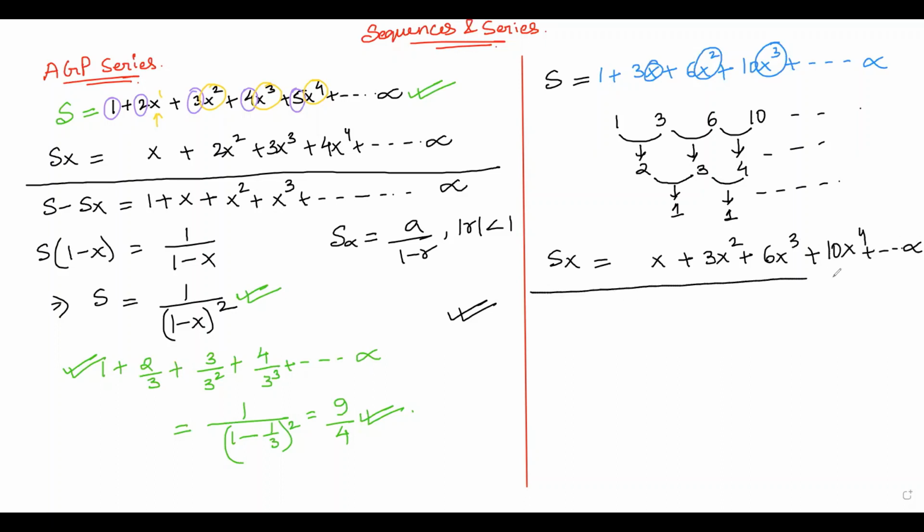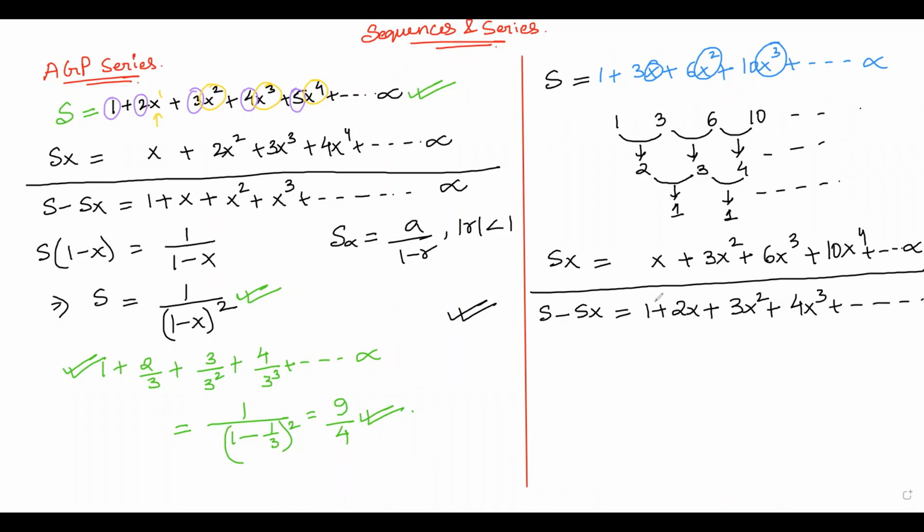Now again, if we take the difference of these two equations, in that case, this would be S minus Sx equal to 1 plus 3x minus x would be giving us 2x plus 6x square minus 3x square would be giving us 3x square plus 10x cube minus 6x cube would be giving us 4x cube and so on.